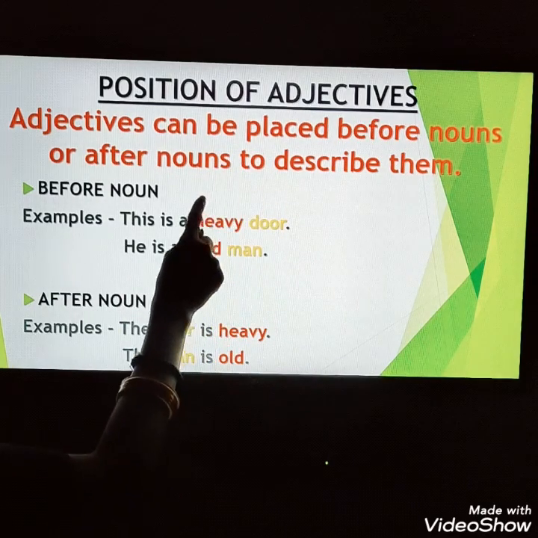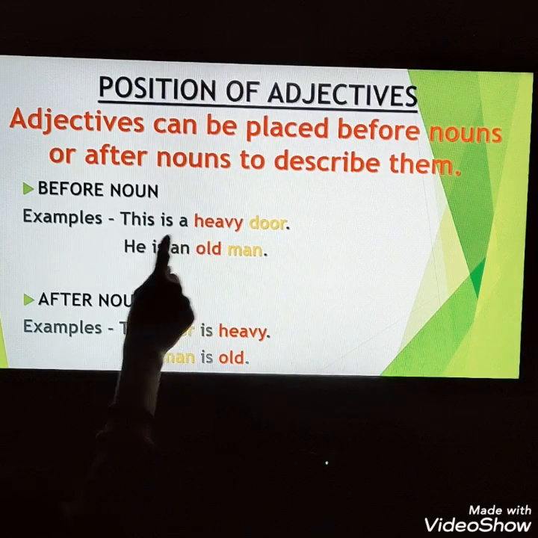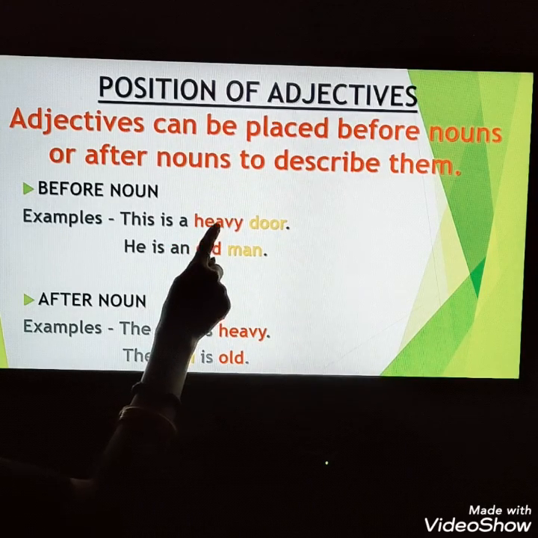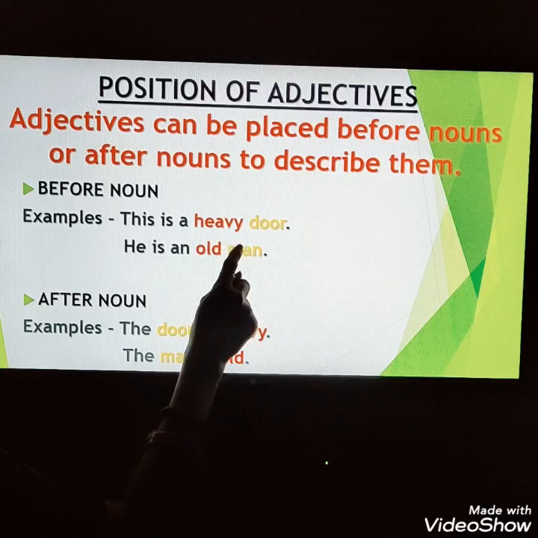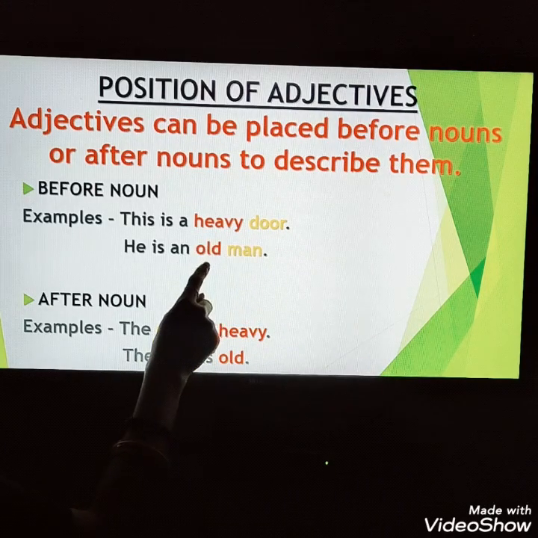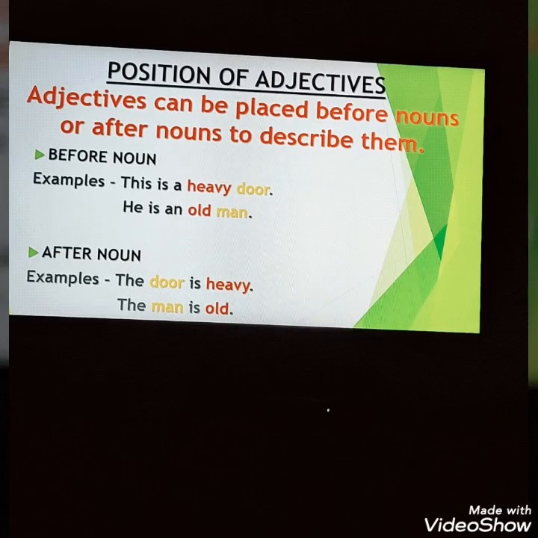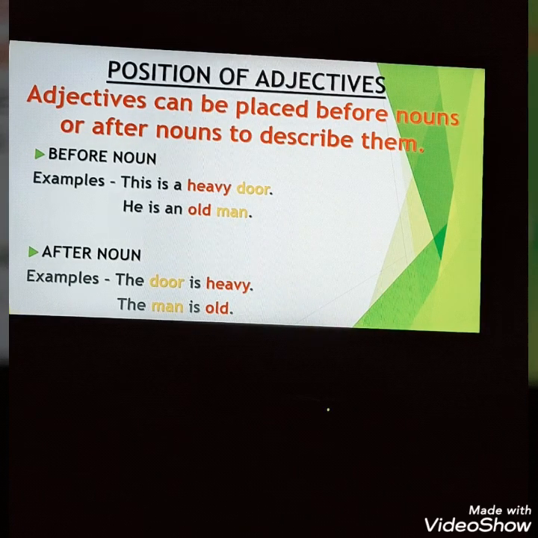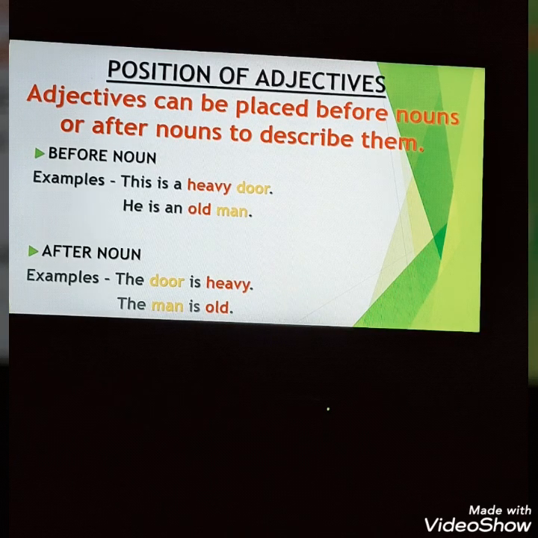So, we are using the adjective before the noun. Heavy is an adjective, a describing word. He is an old man. Here, man is a noun and the describing word is old. So, if adjectives are placed after the noun, how will you frame a sentence? This is our second condition. After noun: the door is heavy. Here, the noun is door and the adjective is heavy.